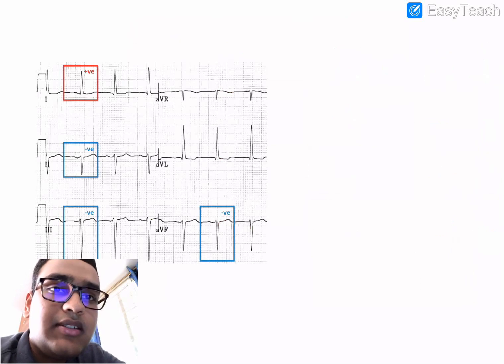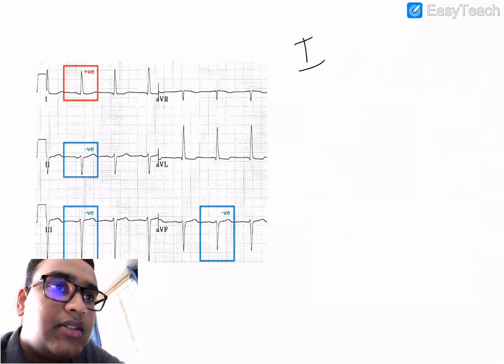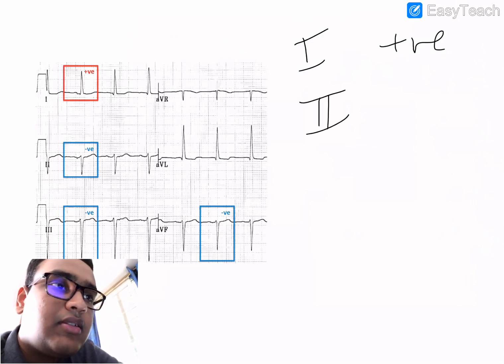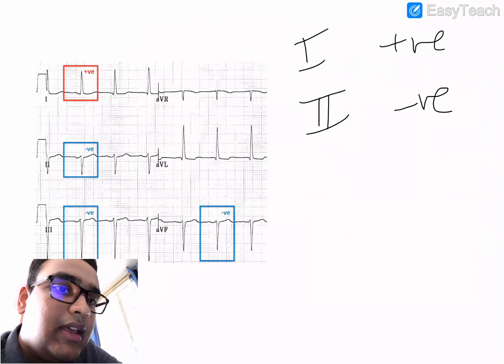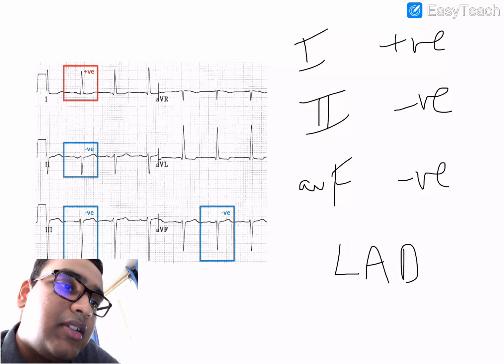So let's look at this ECG. So what do we see first? We look at the three axes. Lead 1 is positive, lead 2 is negative, AVF is negative. As you can see, that's self-explanatory. So this would mean it is pathological left axis deviation.